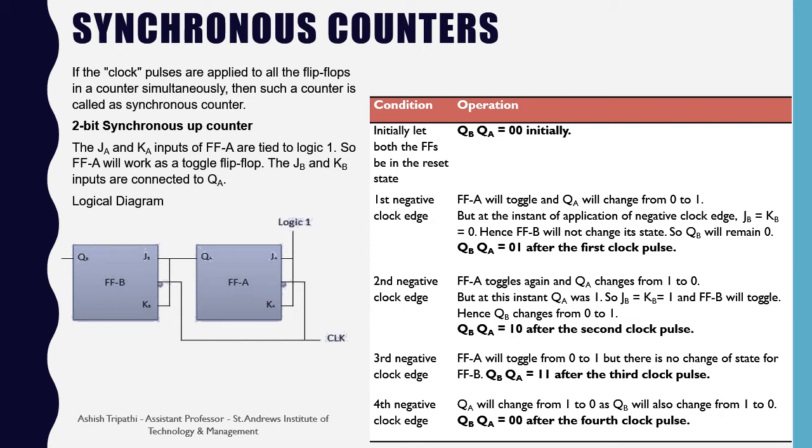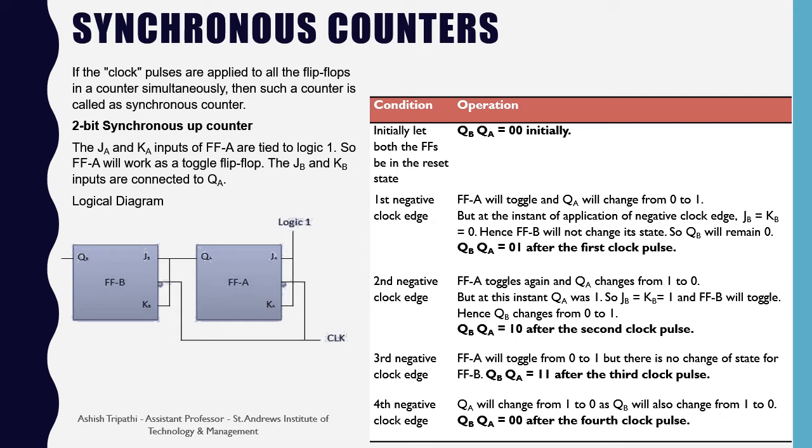After applying the second negative clock edge, flip-flop A will toggle and now QA will become 0. But the previous QA, which was 1, will be applied to JB and KB, and now QB will toggle and become 1. Hence your output for QB is 1 and QA is 0, which is the decimal equivalent of 2.